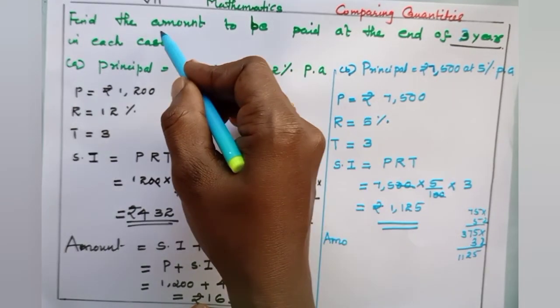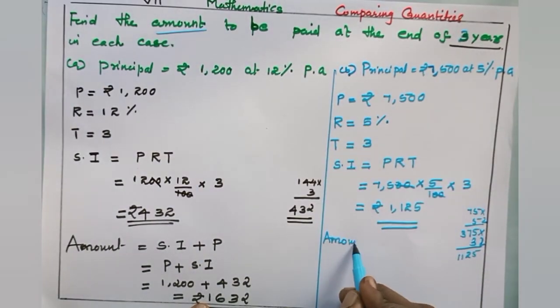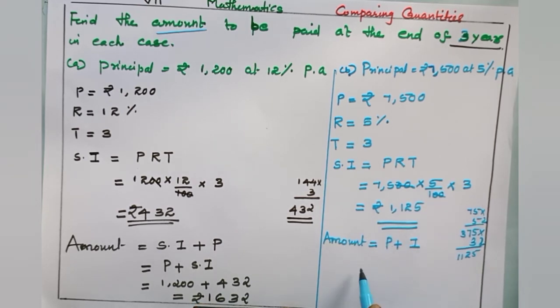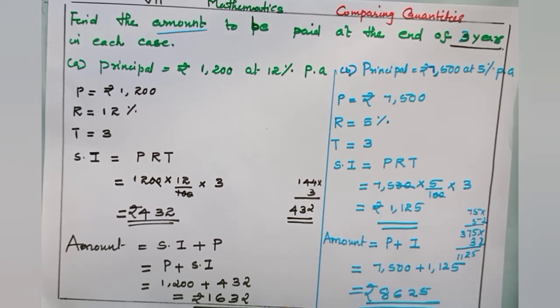Then we want to find out the amount. So amount equals principal plus simple interest. So equal to 7,500 plus 1,125. We are adding 0 plus 5, 2 plus 0, 2, then 5 plus 1, 6, 7 plus 1, 8. So rupees 8,625. Okay. Understood, all of you?